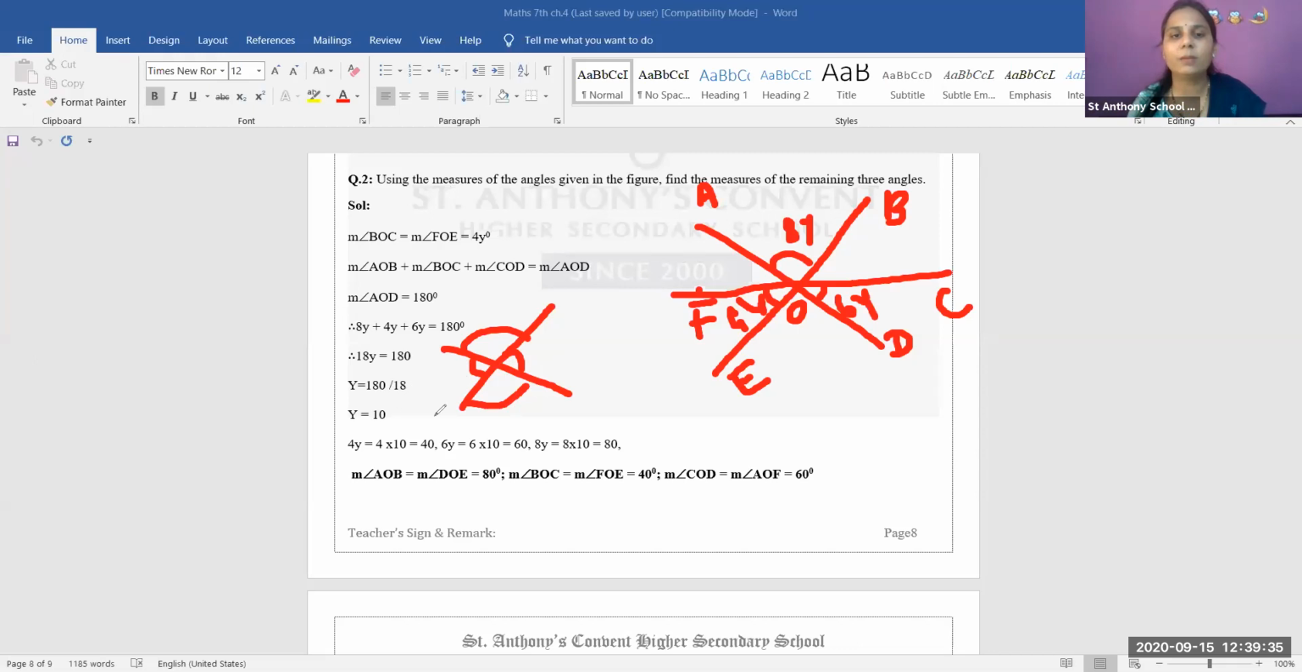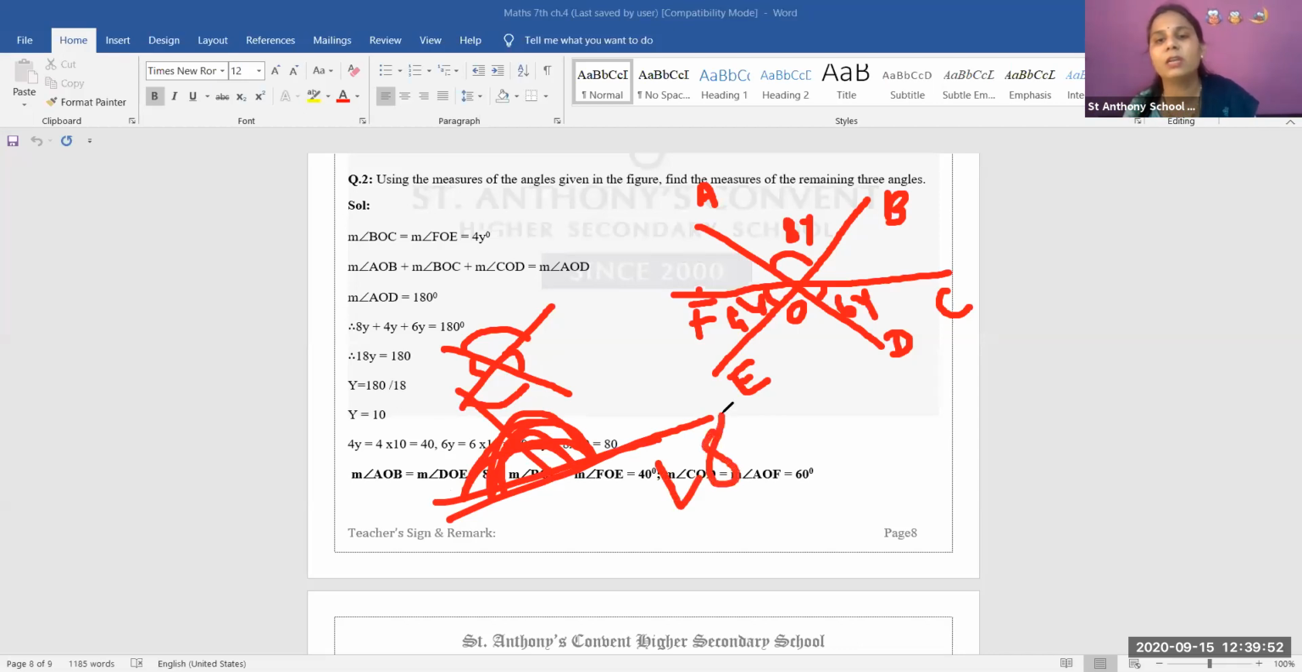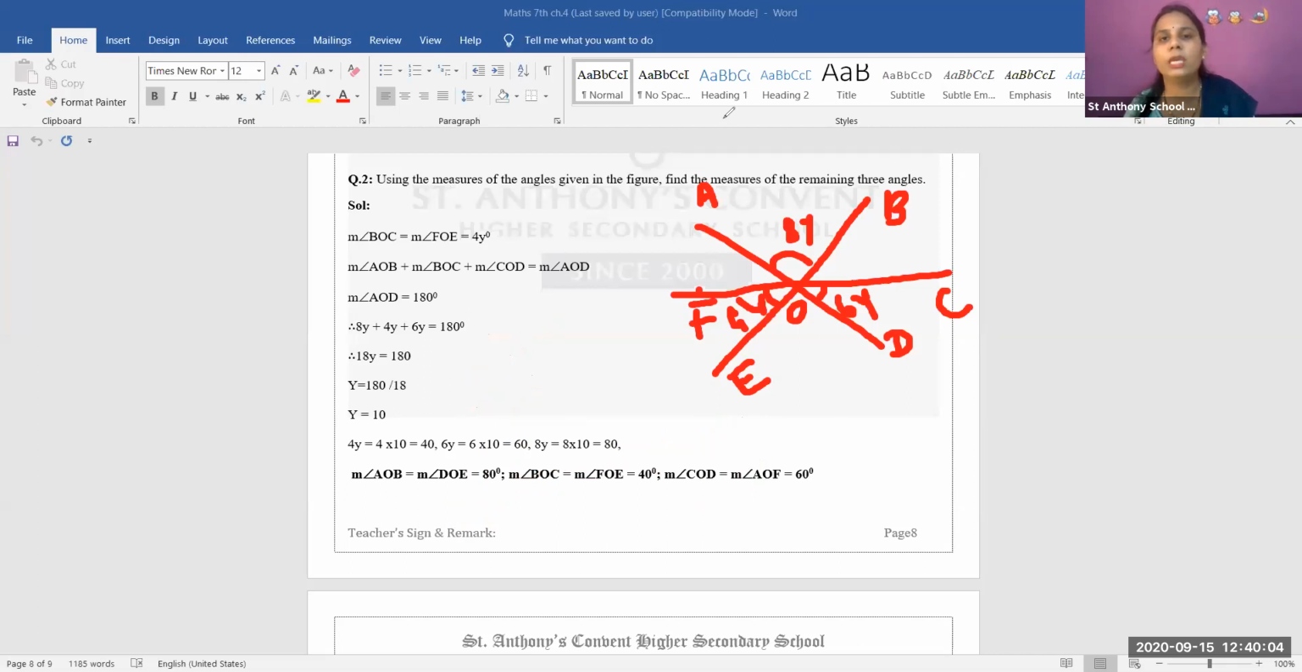Or angles in a linear pair means what? When a straight line is there and another line is there, and they form these two angles, these are known as angles in a linear pair. Angles in a linear pair are always supplementary. Why? Because they form exactly 180 degrees. Clear everyone? Now angle FOE is equal to angle BOC is equal to 4y.